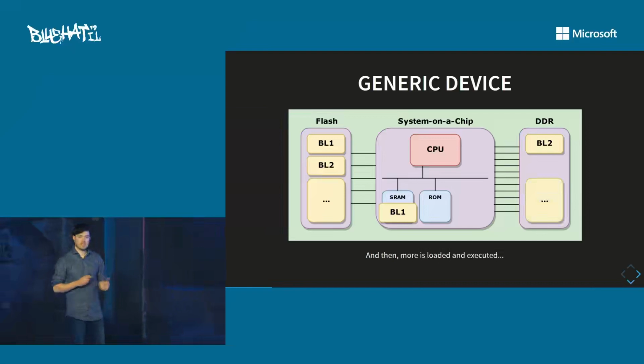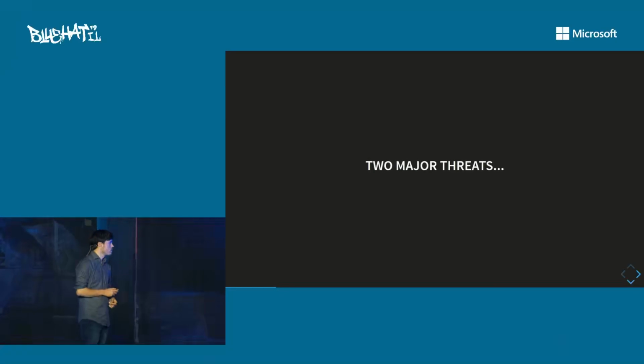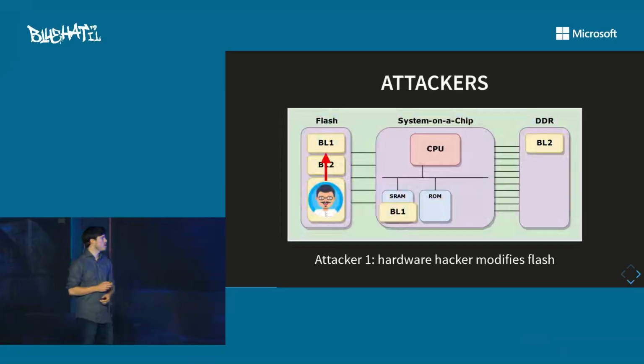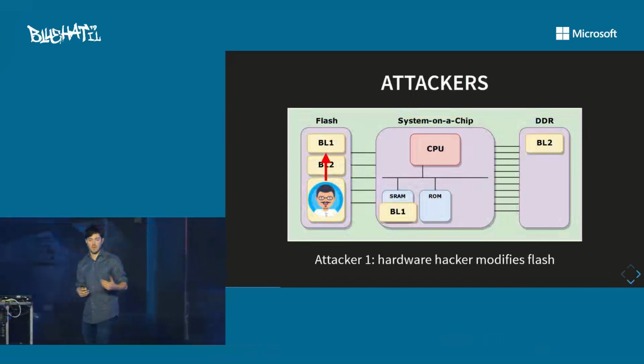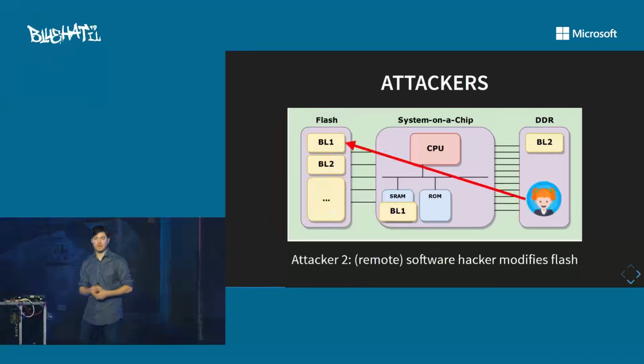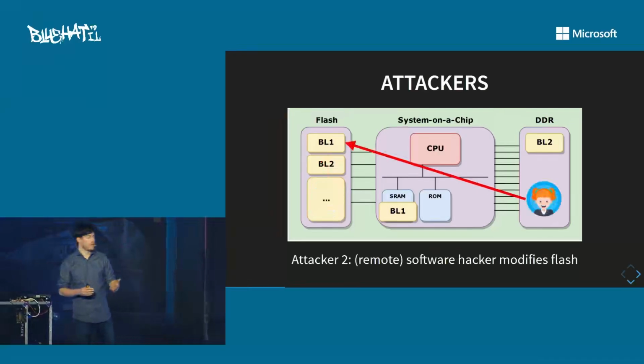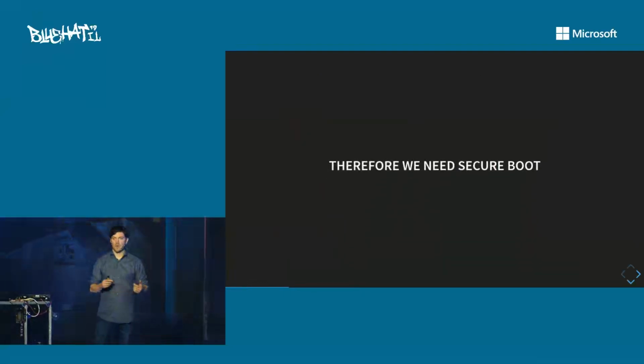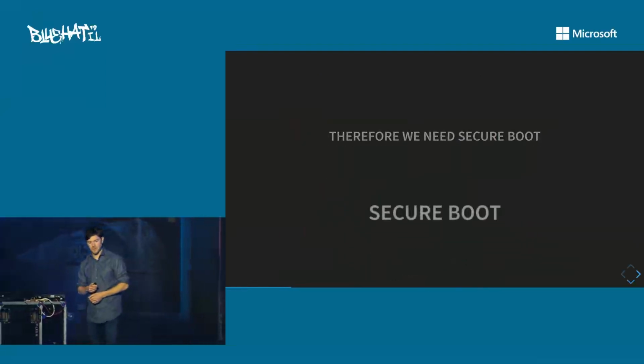As we already saw, this leads us to some attacks. So there are two major attacker scenarios: one, a hardware attacker desolders this flash chip, reprograms it, and solders it back on, or an attacker with software control basically reprograms flash. So that's why we need secure boot.